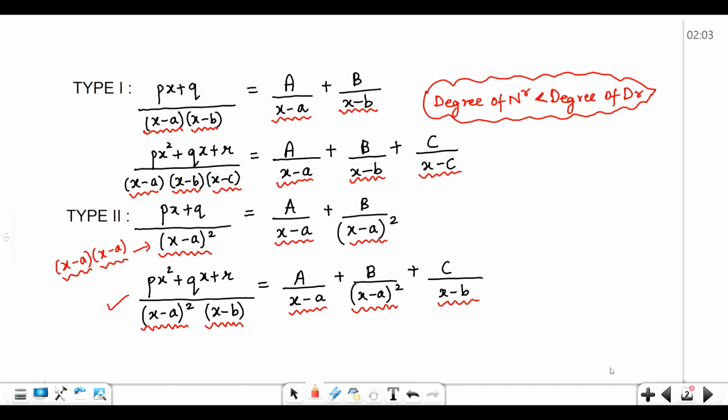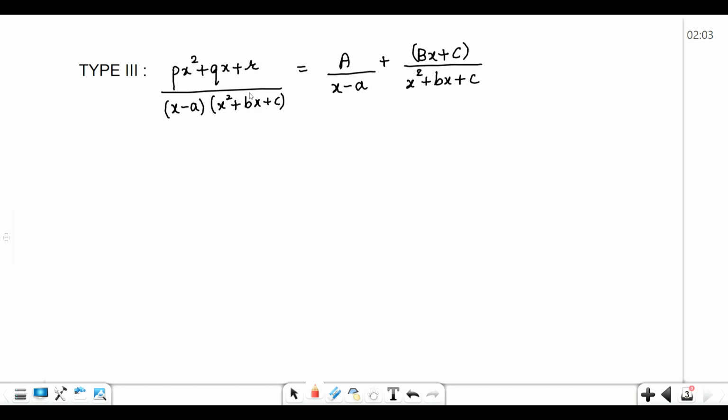Let's move on to the type 3. In the type 3, we have px square plus qx plus r, a quadratic term in the numerator, but in the denominator we already have a quadratic term, and along with that we also have a linear term, that is x minus a. So in that case we write A upon the linear term, that is x minus a, plus in the numerator we write Bx plus C upon the quadratic term, that is x square plus bx plus c. So these are the three types of problems that you will come across in partial fraction.